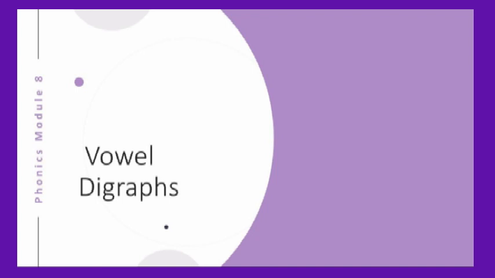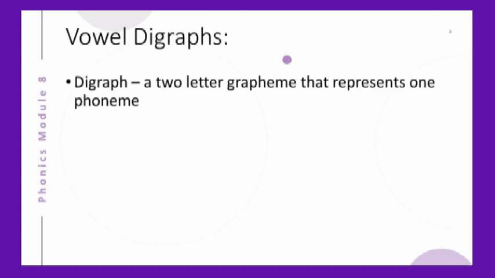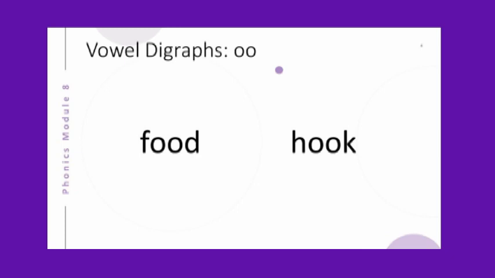Today we will be discussing vowel digraphs. Another category of phonemes represented by two-letter vowels is that of the vowel digraph. A digraph is a two-letter grapheme that represents one phoneme. Let's look at the digraph spelled OO.